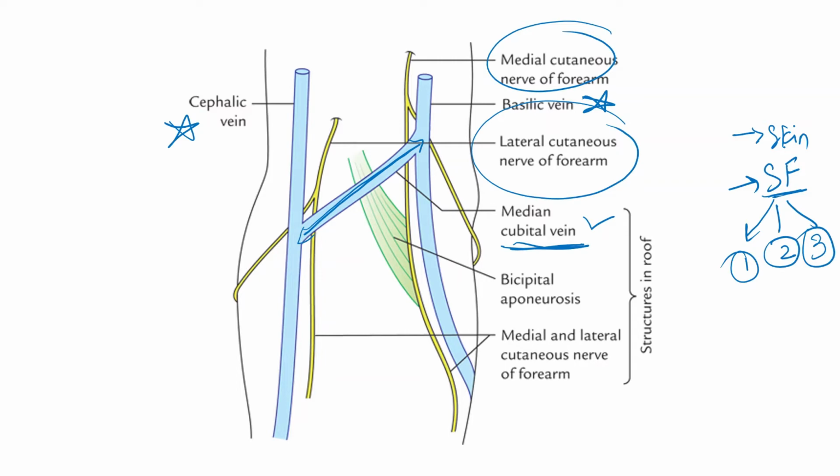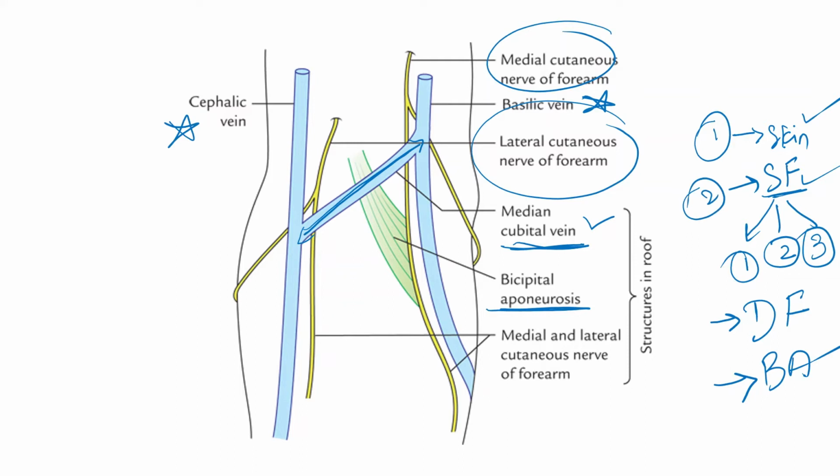Beneath the superficial fascia comes the deep fascia. This deep fascia contains one important aponeurosis, which is known as the bicipital aponeurosis, on its medial side. So the structures making up the roof are, number one, the skin, then the superficial fascia containing the two cutaneous nerves of the forearm plus the median cubital vein. The third, immediately beneath the superficial fascia, is the deep fascia, and the deepest part of the roof is formed by the bicipital aponeurosis. So this is how the roof is formed.